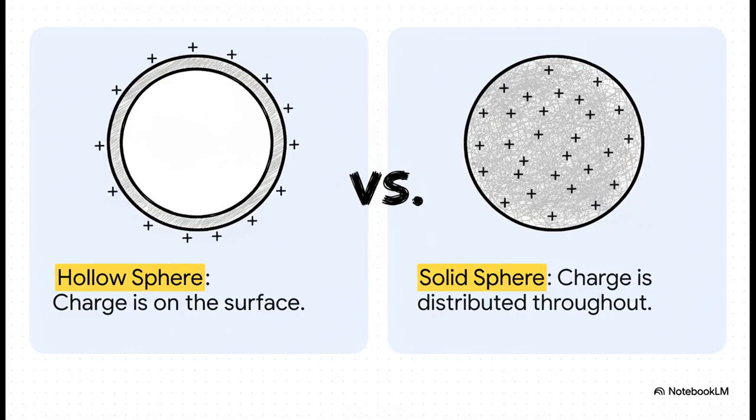All right, let's raise the stakes. We're moving from a 1D ring up to a 3D sphere. But not just one sphere, we're going to put two types head-to-head. A hollow shell, where the charge is only on the surface, versus a solid sphere, with charge distributed all the way through. This is where it gets really interesting.